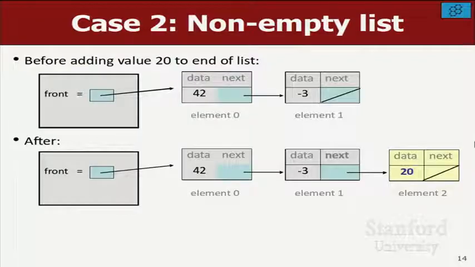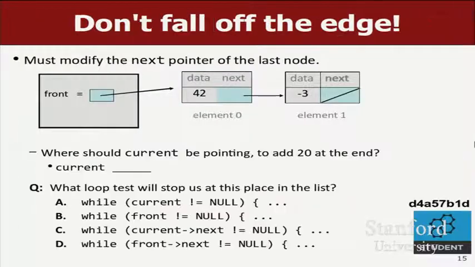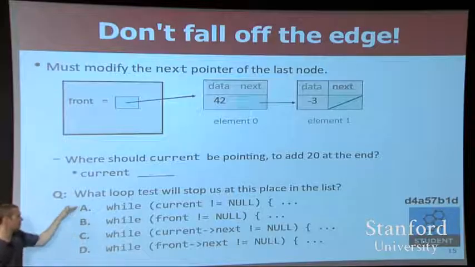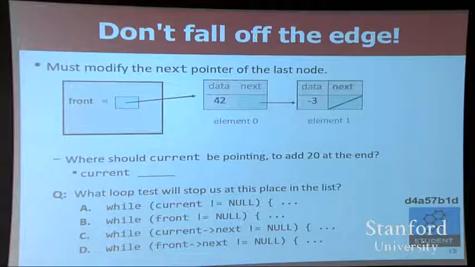So, okay, what if you're adding to a list that already has some elements in it? If you haven't signed in, there's the code for the room. Look at the picture here. I need to put a new element at the end of the list. So I need to write a loop that will make my current pointer walk to the right place in the list so that I can add this new thing. Which of these loops will walk forward to the proper place to do the insertion that I need to do? A, B, C, or D? Take a look. Talk to your buddies if you want to. Vote. Go ahead.